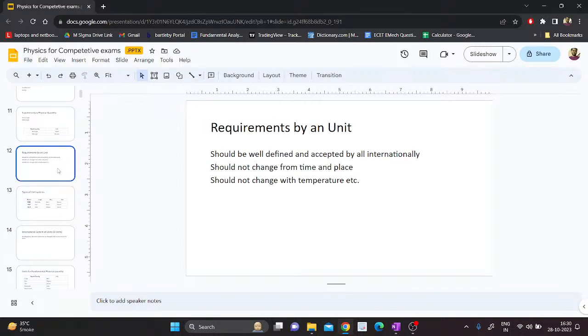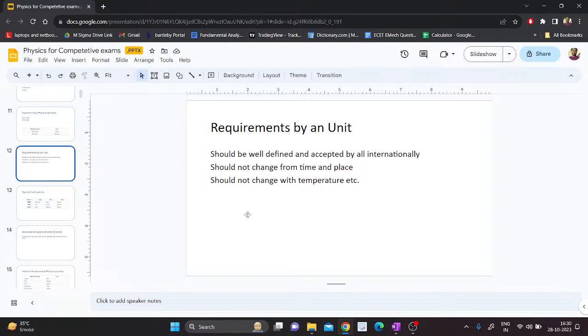Whatever units you take, they should be universally or internationally accepted. They should not change from time and place. They should not change with temperature, and so on. You don't need to mug them up, but understand the logic basically. Simple example I'm giving you.